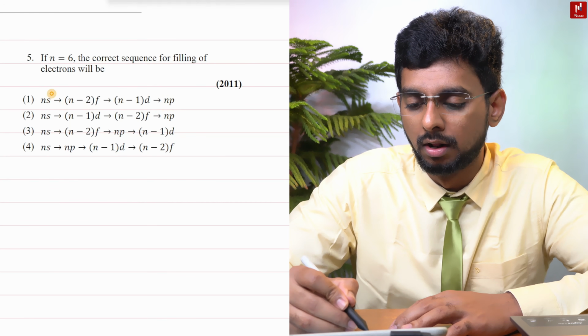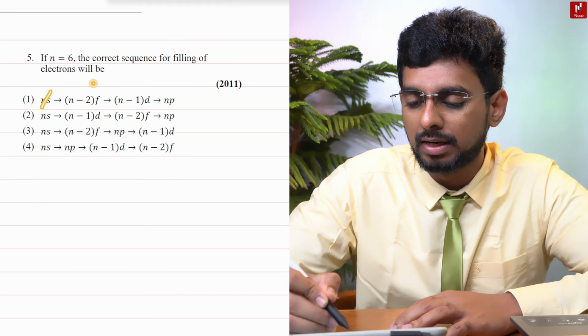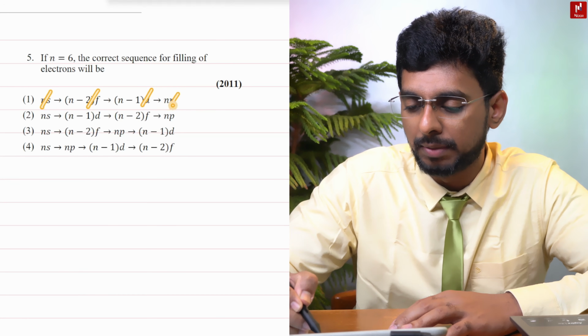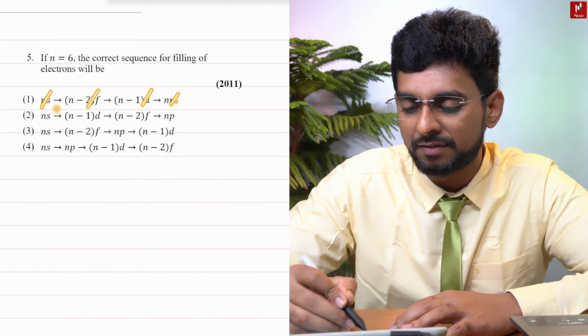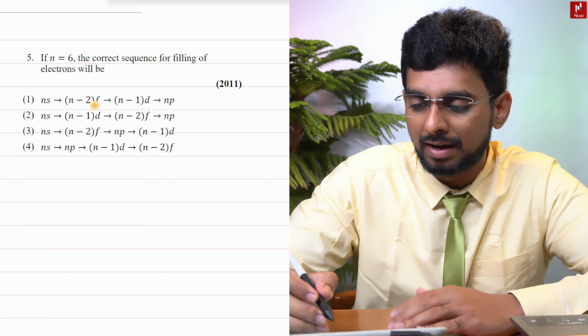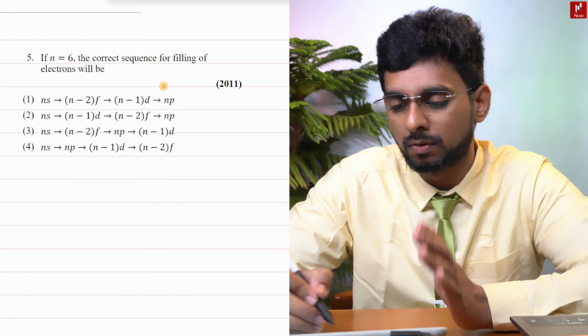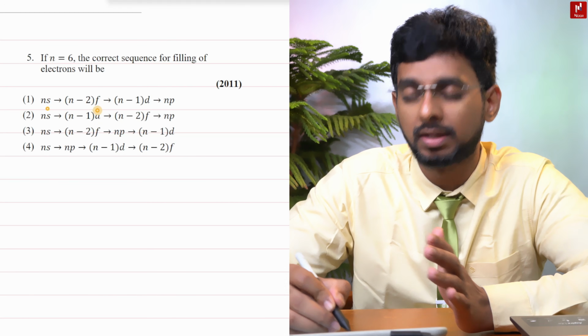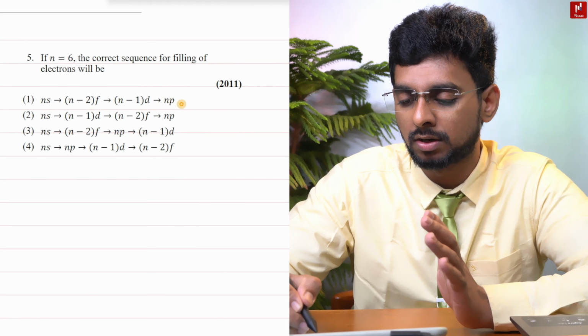First it will fill the s subshell, then it will fill the f, then it will fill the d, finally it's going to fill the p, right? If you look over here, after n, you have got d. That's not how it's going to fill. I'll have to match it with the correct sequence over there. So it's going to fill with s, then f, then d, finally p.